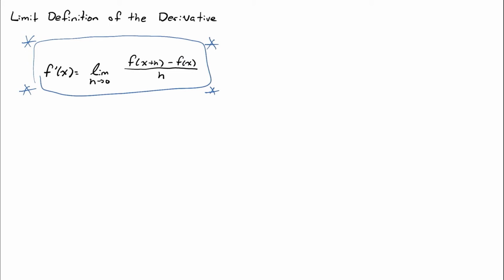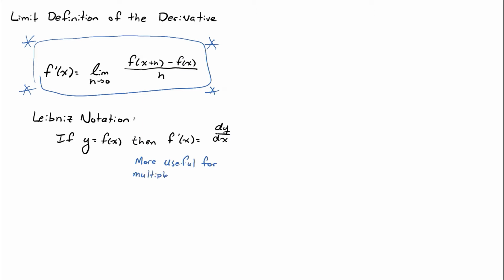Of course, we have another way to represent a derivative, Leibniz notation. If y equals f of x, then the derivative is dy/dx. This notation might seem more confusing, but it's actually far more useful, especially for multivariable calculus. For now, think of it as your function is on top and the variable is on bottom.